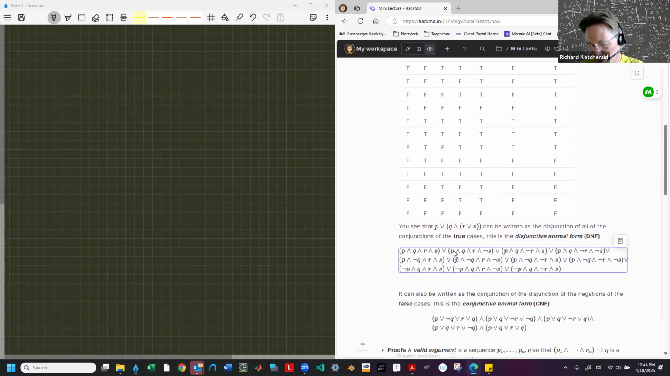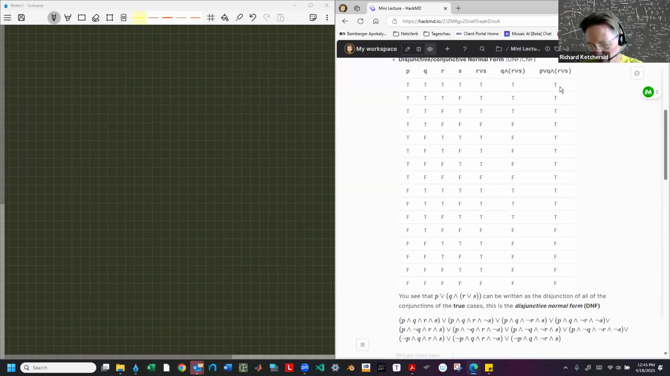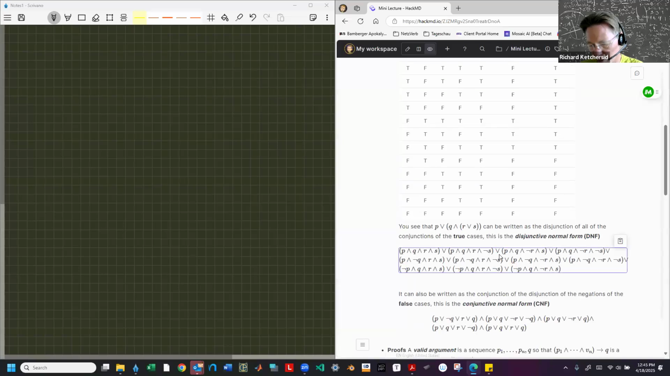So these pieces correspond to rows of the truth table. Like here's P and not Q and not R and S. So this would be TFFT. So we come up here and we find TFFT somewhere. So there it is right there, right? And it has a true in the final column for that compound proposition. And that's the reason it's in this disjunction.